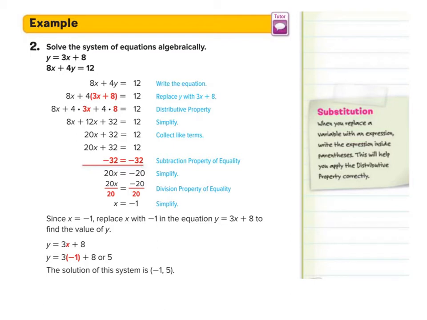Then you have to substitute the negative 1 back into the slope-intercept form equation. So y equals 3x plus 8, substitute in a negative 1 for x there. y equals 3 times negative 1 plus 8. And so you'll get an answer of positive 5. So when x is negative 1, y is 5. So our solution to that system is negative 1, 5.